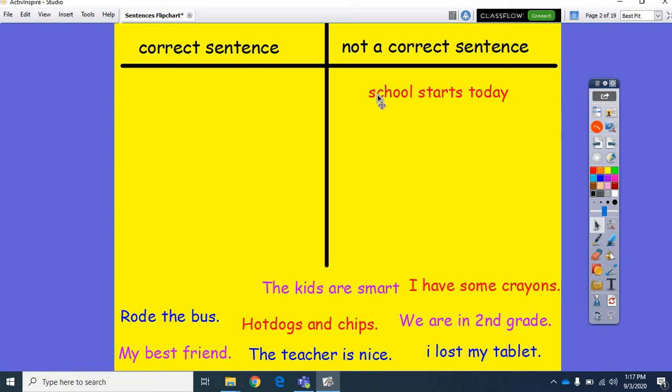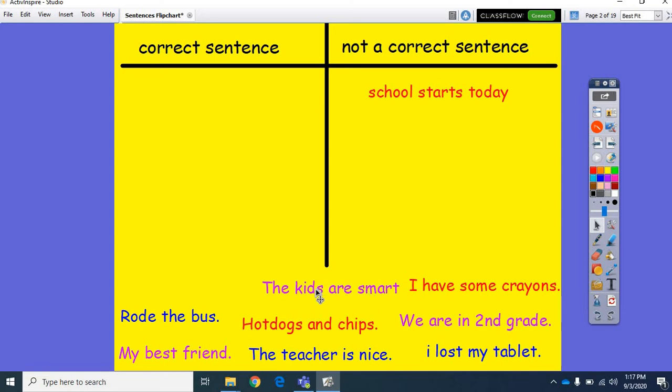Exactly. It doesn't have a capital. We said sentences have to have a capital at the beginning. It doesn't have that. We also said sentences have to have an end mark. There's no end mark. That's not a correct sentence. It does make sense. If I say school starts today, we totally understand that. But it's not correct because it needs a capital and it also needs an end mark. So good, that one goes there.